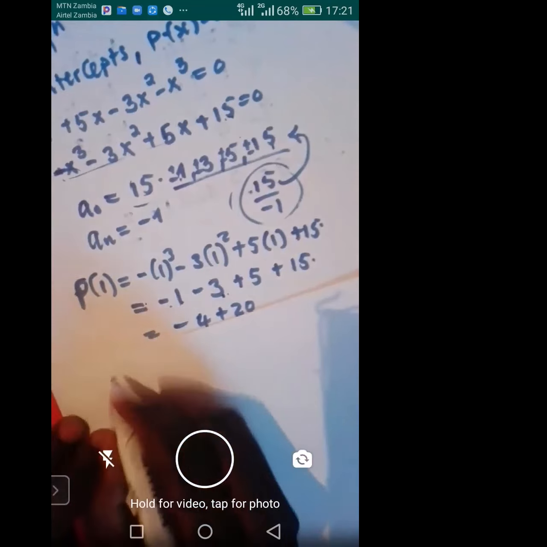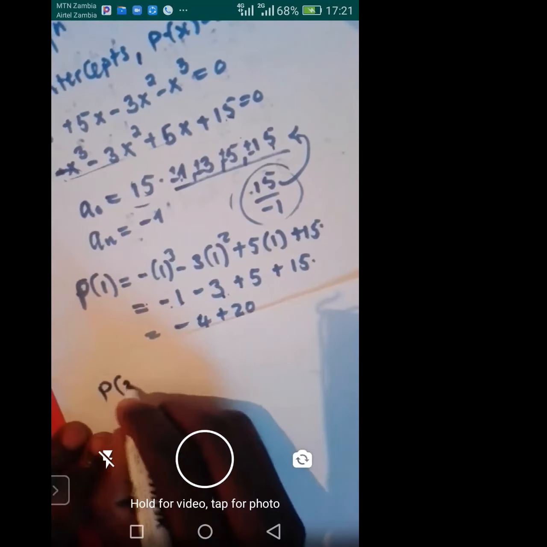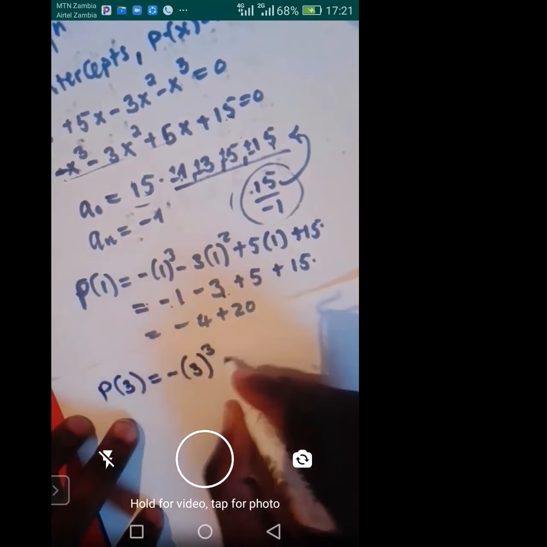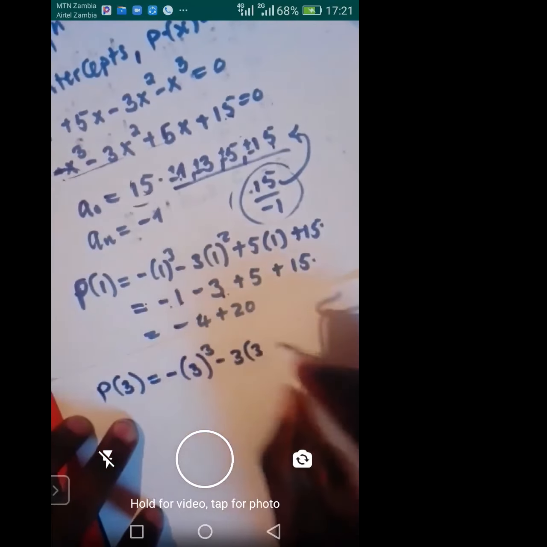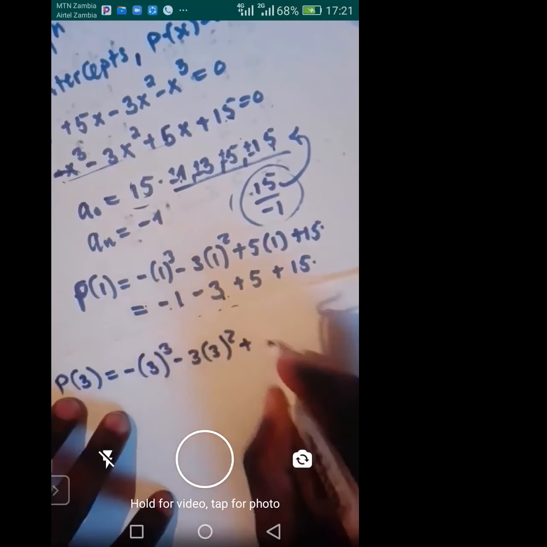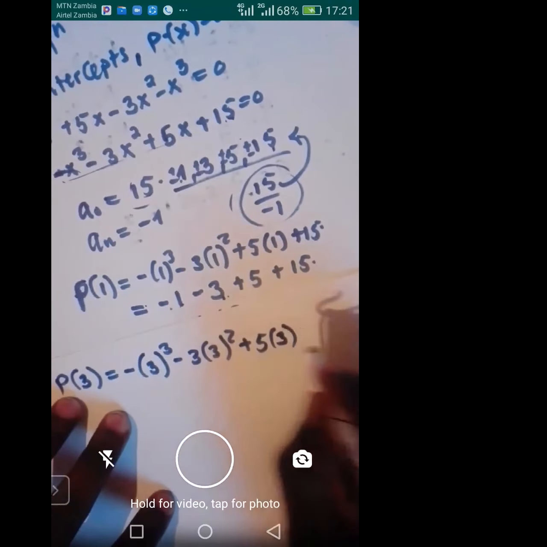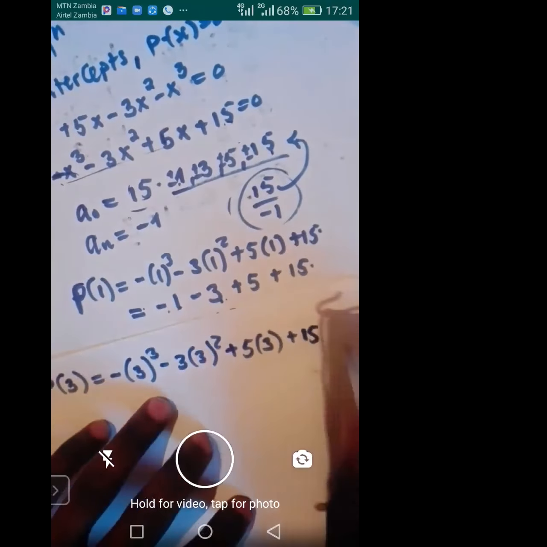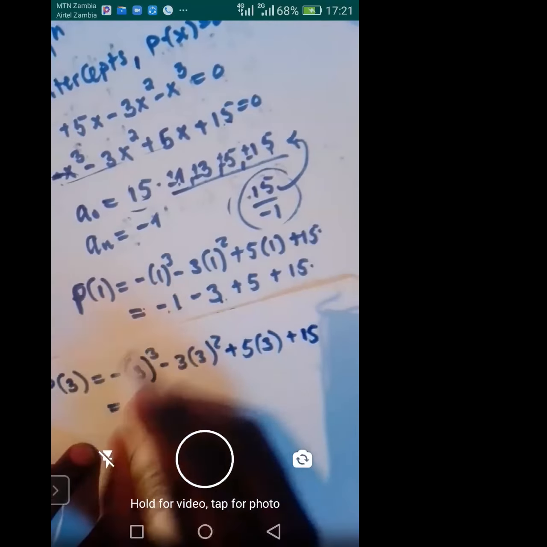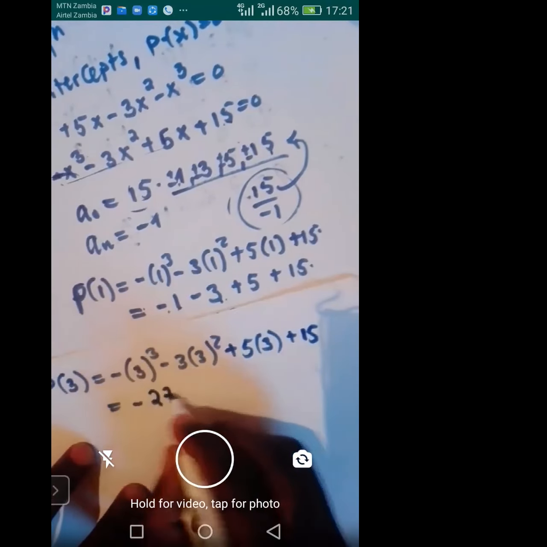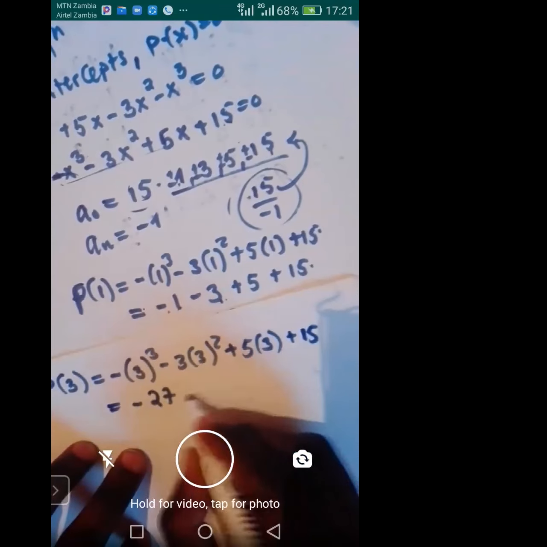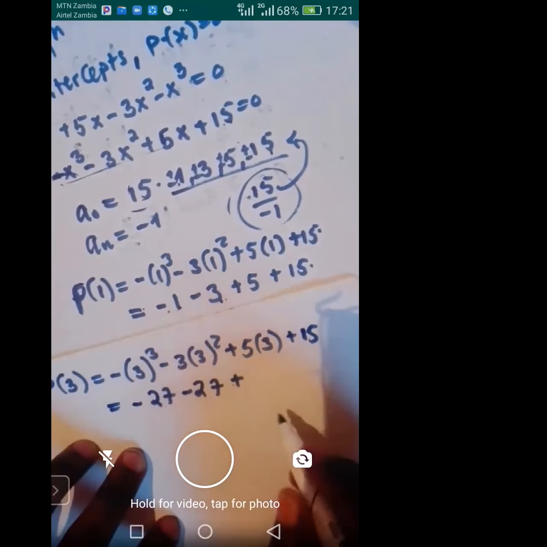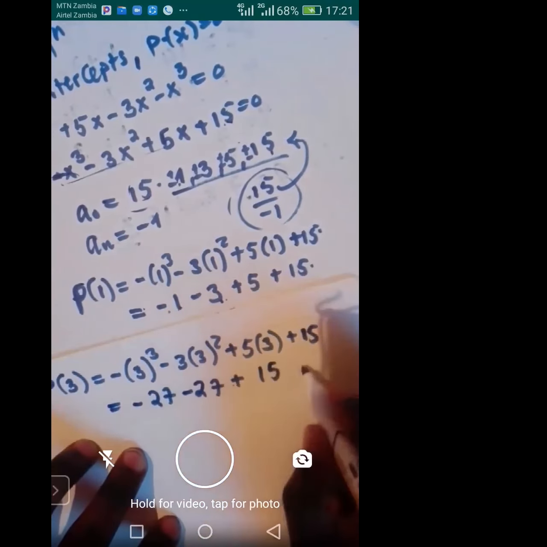So you try P of 3, which will give us -3 to the power 3 minus 3 squared plus 5 by 3 plus 15. So this is going to give us -27. It's also -27 plus 15.